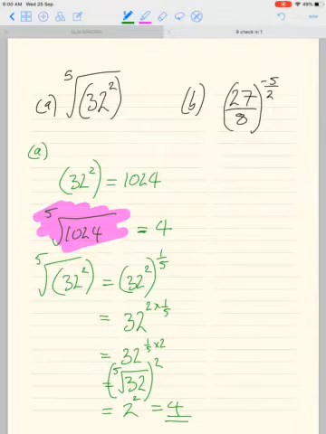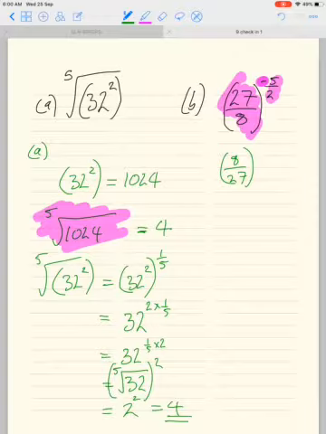Now over this side here, we've got 27 over 8. We've got a little negative index here, and then we've got a fraction here. So we sort out the negative one first. That means we flip the fraction inside the bracket, and we keep the 5 over 2. And then you've got a choice. You can power up first, or you can power down. And my idea is to power down.